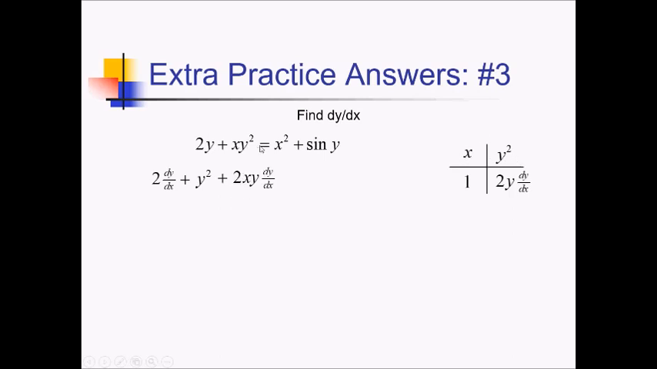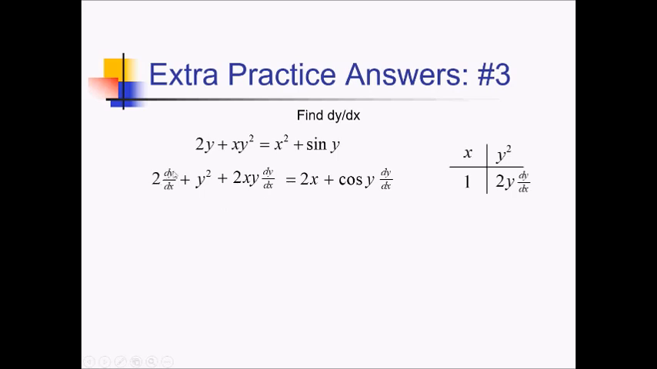Next, on the right side, we've got derivative of x squared, which is 2x. And derivative of sine of y, this is going to be cosine of y times dy over dx, because again, we just took the derivative of y, which is an inner function. Now I need to get everything with the dy over dx on one side. We'll make it the left side.